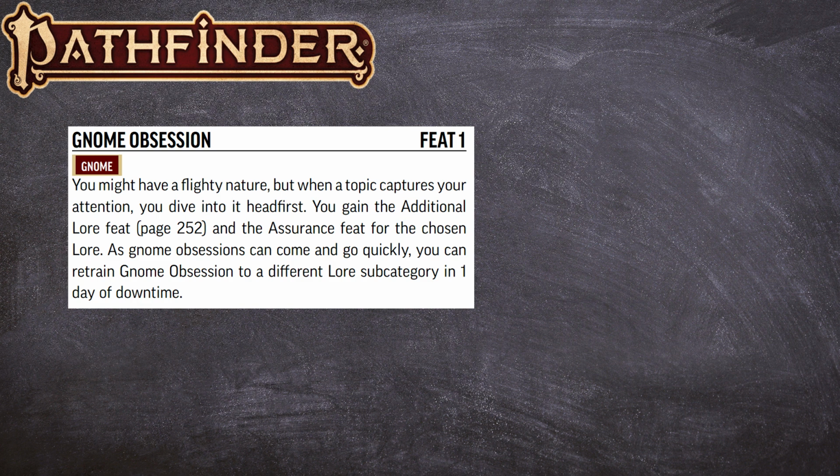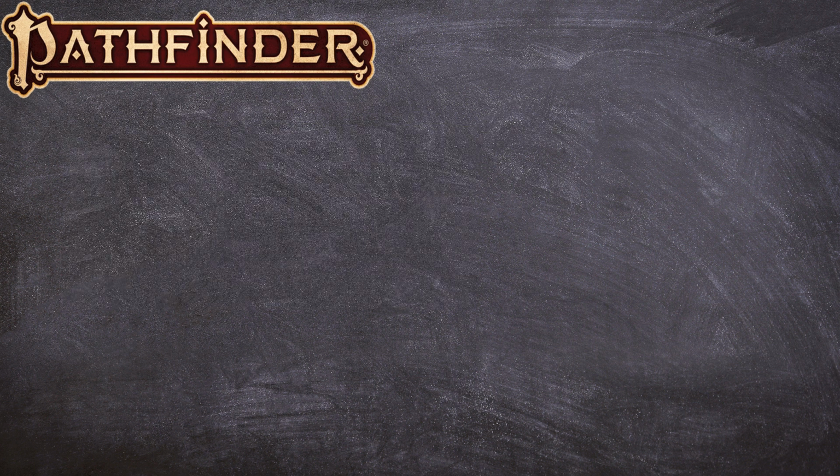As gnome obsessions can come and go quickly, you can retrain gnome obsession to a different lore subcategory in 1 day of downtime. This is going to be really good if you're playing any kind of game that requires you to deal with very specific concepts that might change day to day, or even in just any campaign. Like one day you're like, okay, today we are going to be fighting dragons. Tomorrow, you say, okay, I'm going to make dragons my new obsession, and I'm going to just dive right into being all about dragons. I really like this, and I also think it really plays into the gnome lore.